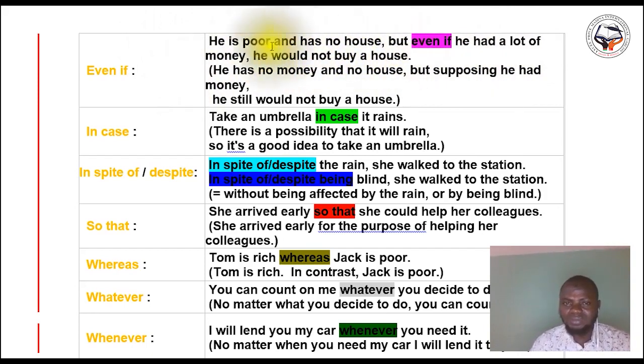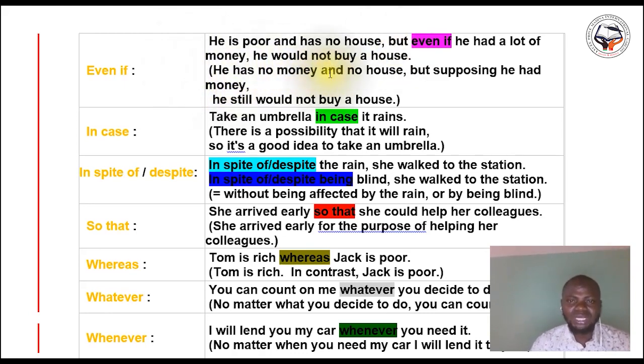Here we know that he doesn't have money. He is a poor man. But even if he had money, he wouldn't buy a house. Even if this man had money, he wouldn't buy a house. For the time being, we know that he is a poor man and has no house, but even if he had a lot of money, he wouldn't buy a house.